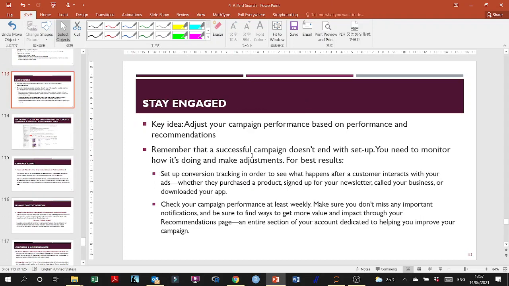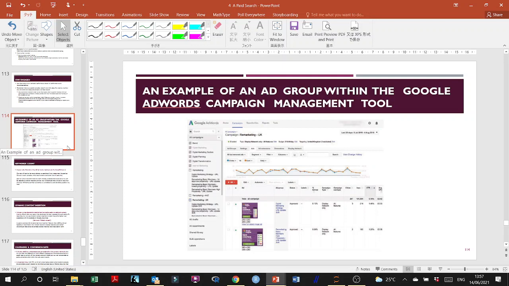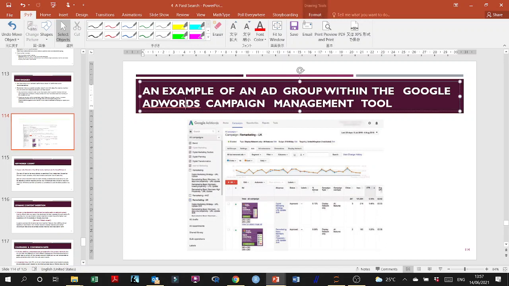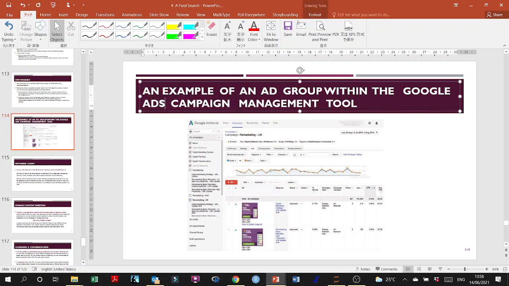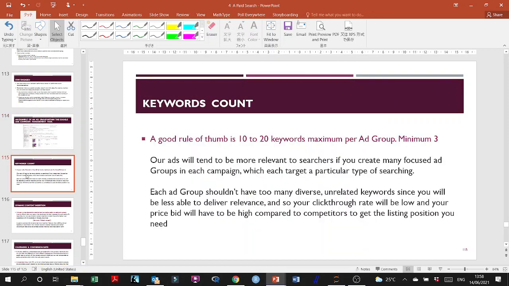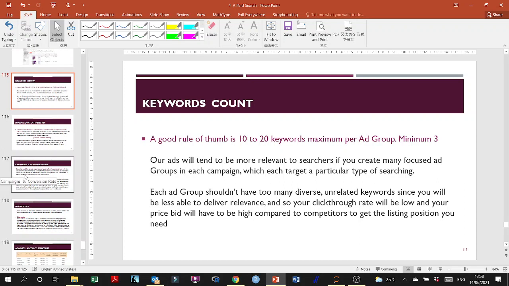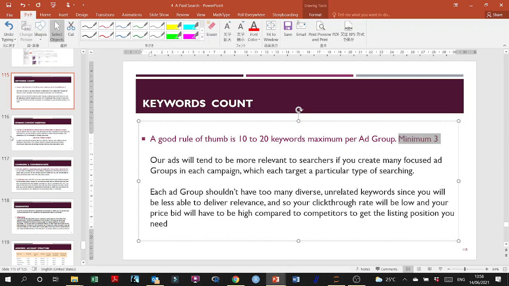Make sure that your ad is approved before you say, okay, I'm done, I created an ad campaign. Keep looking to see if it got approved. And over here, there's an example of an ad group within Google Ads. It's no longer AdWords, the Google Ads campaign management tool. I'm going to talk about this in a separate video. Keyword count, 10 to 20 keywords, minimum 3 ad copies in an ad group.